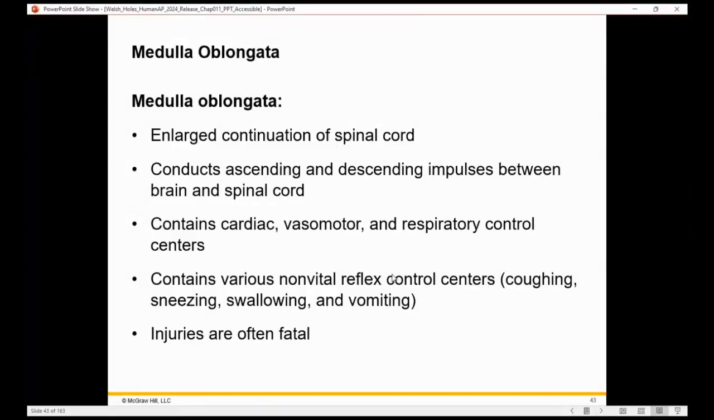The medulla oblongata is the enlarged area, which is a continuation of the spinal cord. It conducts ascending and descending impulses between the brain and spinal cord and contains cardiac, vasomotor, and respiratory control centers. It contains various non-vital reflex control centers like coughing, sneezing, swallowing, and vomiting. Injuries to this area are often fatal.